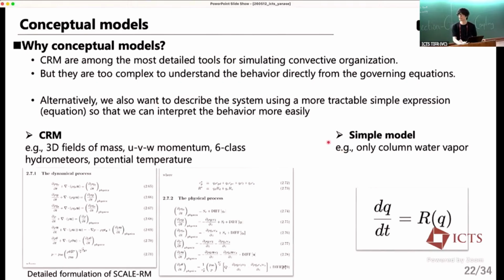So this is one example of a simple conceptual model. If we could derive simple prognostic equations of column water vapor in a reasonable way, there is only one single prognostic variable. So it is tractable and we can analyze it more easily. It is a balance between realism and understanding. But one of the important points is that we can interpret the behavior more easily.